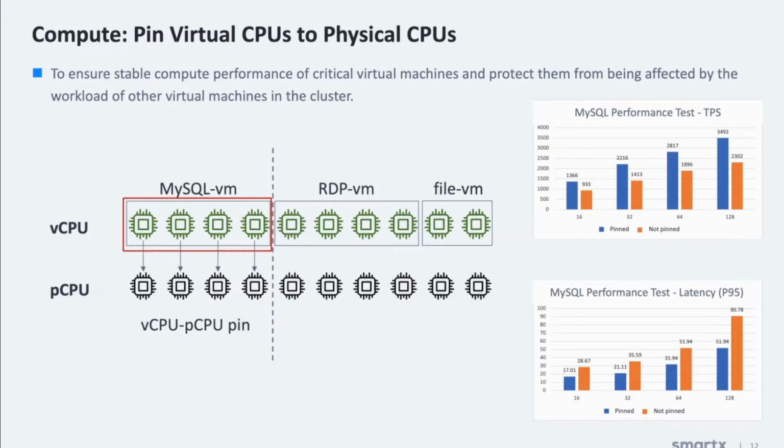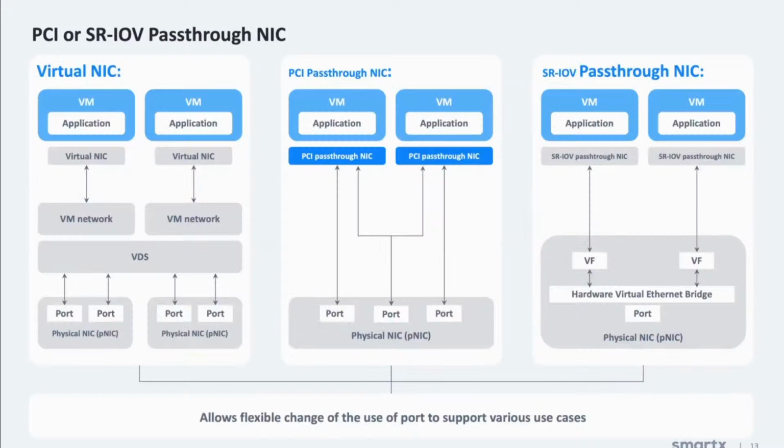From the test data, we can find that after vCPU-pCPU pinning, the performance of the MySQL database is increased by 50% on average, and the latency is reduced by 50%. In terms of networking, in addition to virtual networks and SRIOV, we now can pass through PCI NICs to virtual machines to obtain the best performance comparable to physical NICs.